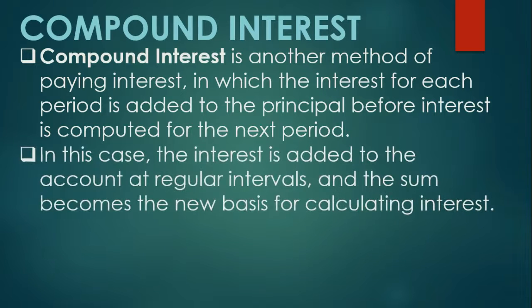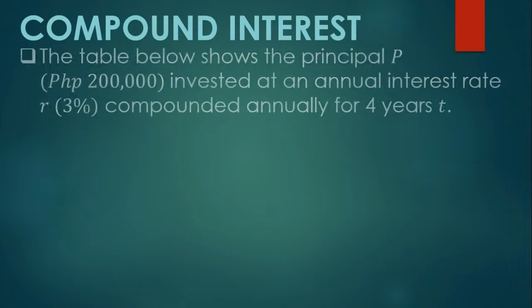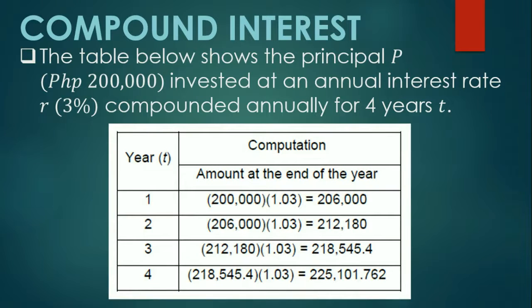Okay? In this case, the interest is added to the account at regular intervals and the sum becomes the new basis for calculating the interest. The interest gained at a certain term interval is automatically reinvested to return more interest. The table below shows the principal P, which is 200,000 pesos invested at an annual interest rate R, which is 3% compounded annually for 4 years T. As you can see, the first column is the year, and then yung pangalawang column naman is amount at the end of the year. Ibig sabihin, yan yung future value at the end of each year.